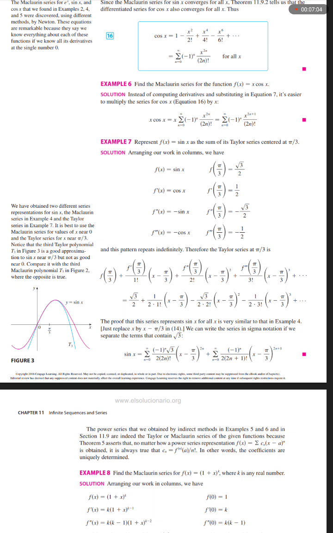Returning to the text, the power series that we obtained by indirect methods in examples 5 and 6 in section 11.9 are indeed the Taylor or Maclaurin series of the given functions, because theorem 5 asserts that no matter how a power series representation f(x) = the sum of c_n (x - a)^n is obtained, it is always true that c_n = the nth derivative of f at a over n!. In other words, the coefficients are uniquely determined.